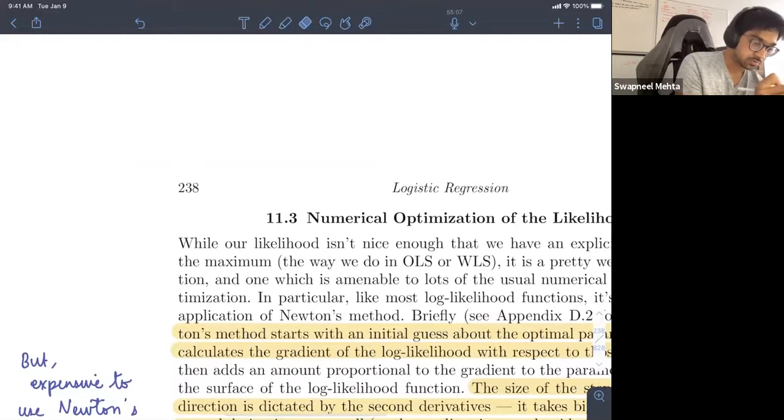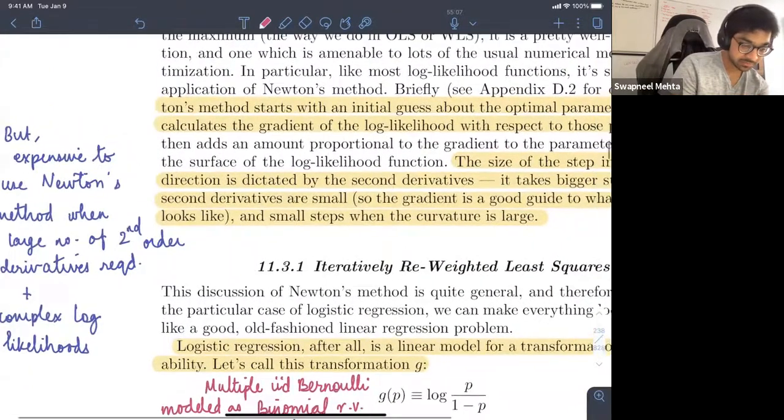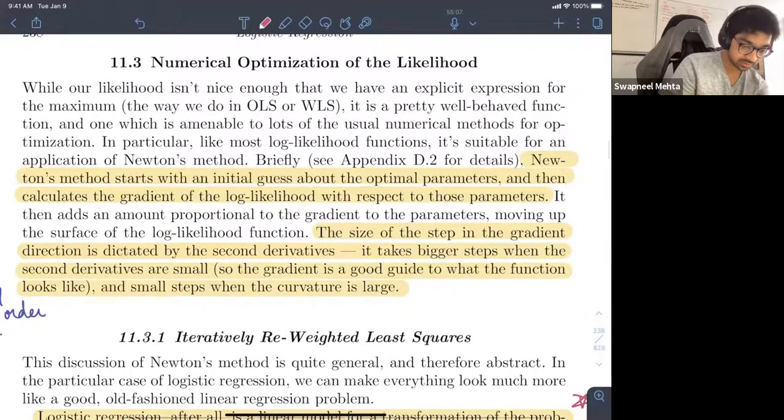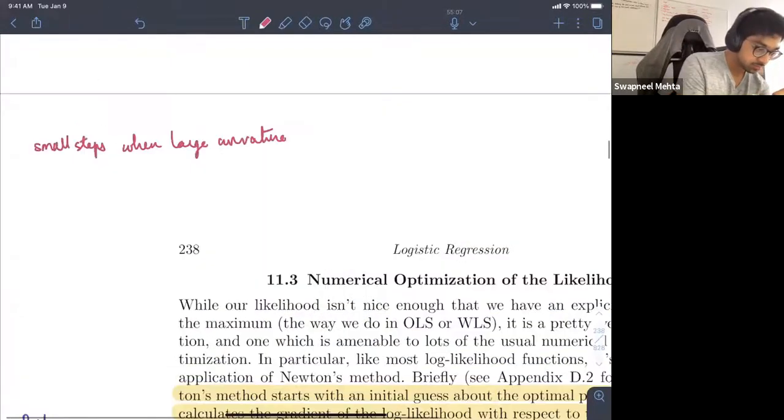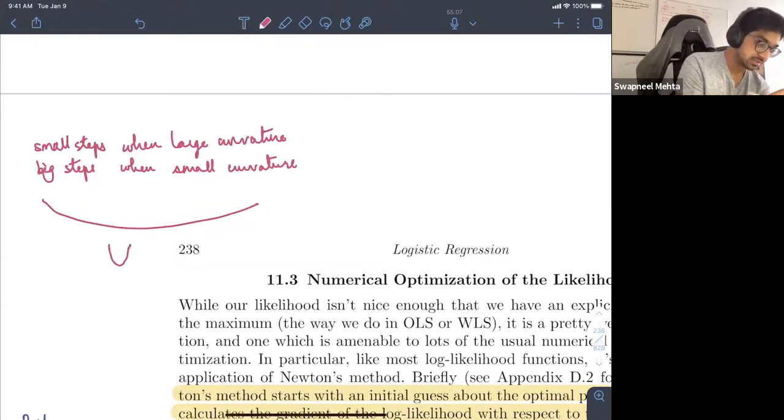So what they said, okay, to work backwards: small steps when large curvature. That is what he said, right? Small steps when large curvature, yeah. And big steps when small curvature. So this is large curvature, here is small curvature. Yeah, okay. I guess that's a good intuition.